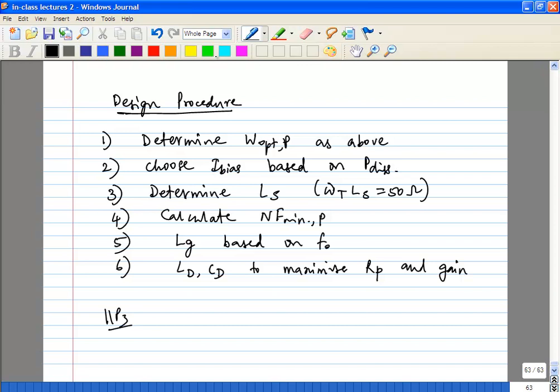But once you do that, definitely you're right. Once you choose omega opt and I bias, your GM is fixed, your omega T is fixed.